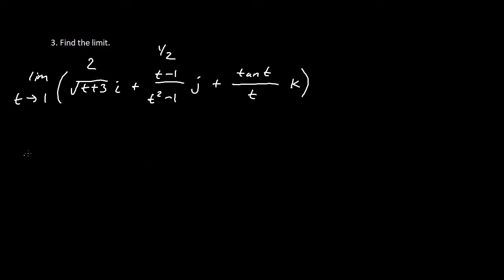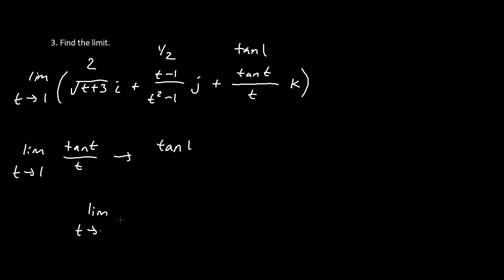And now for the last function, the limit as t approaches 1 of tangent of t over t. This is simply direct substitution. When I plug in 1 for t, we'll get tangent of 1 over 1, which is simply tangent of 1. So that is going to be the limit of this function. So the final answer for the limit as t approaches 1 is going to be equal to 2i plus 1/2 j and then plus tangent of 1 times k.